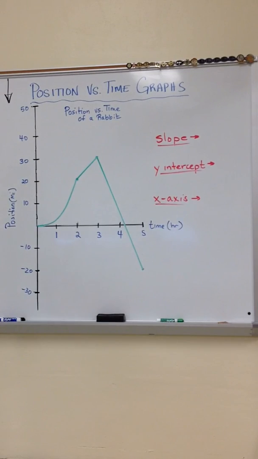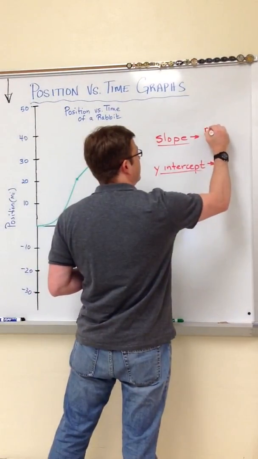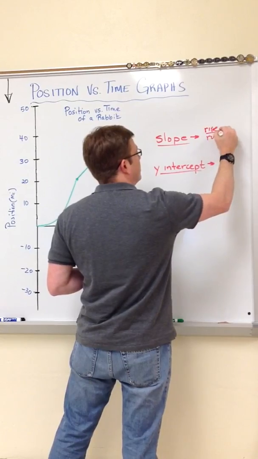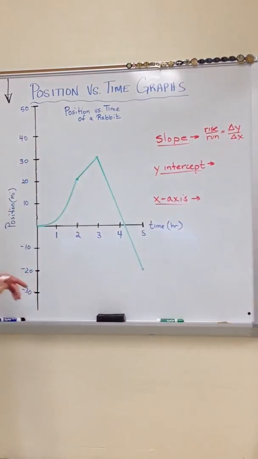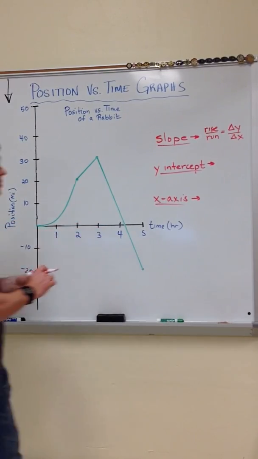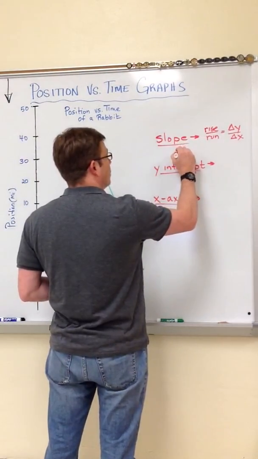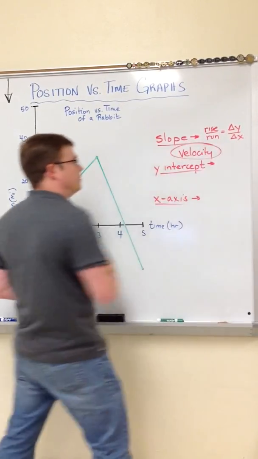All right? Now, the slope of a position graph: you remember from algebra class, slope is rise over run. Or sometimes it's also called the change in y over the change in x. You see that you have the change in position over the change in time. That's the definition of velocity. So the slope of a position graph represents the velocity of the object.